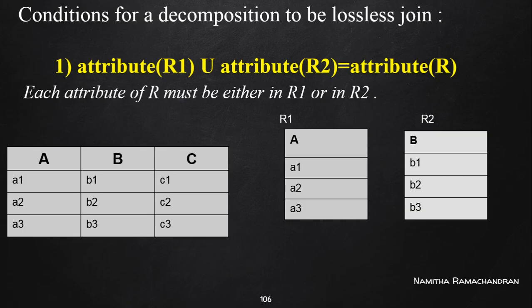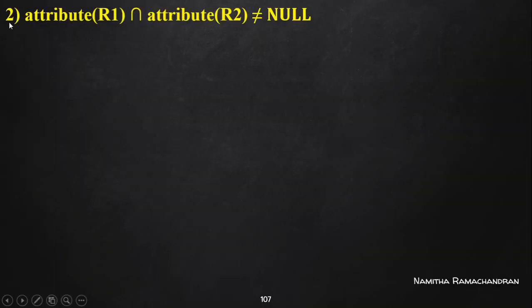The second condition is like this: attributes of R1 intersection attributes of R2 not equal to null. This means there exists at least one attribute in common in R1 and R2. After decomposition, at least one attribute must be in common in R1 and R2.